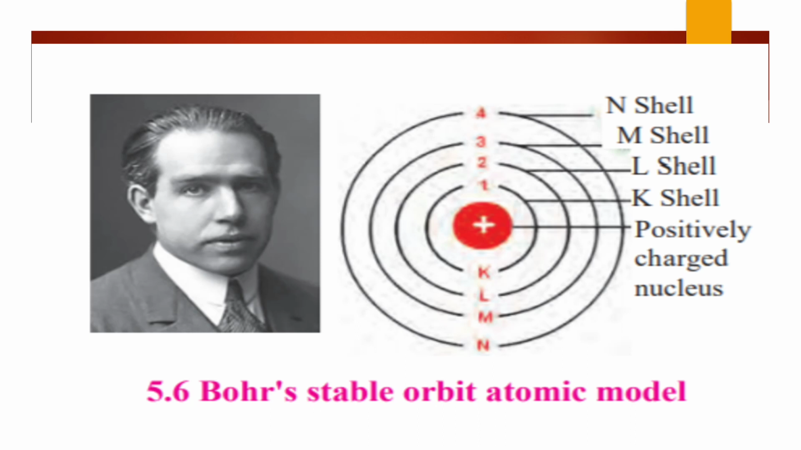The atom looks like this. You can see the red one, the positively charged nucleus, and then such circular paths are there, 1, 2, 3, 4. In these circular paths the electrons are moving. So first is the K shell. In the K shell, an electron is moving. In the L shell, another electron is moving. Then in the M shell, other electrons are moving. So when the electron jumps from the K shell to the L shell, it absorbs energy. And when the electron jumps from the M shell to the L shell, it releases energy. So that is Bohr's stable atomic model.